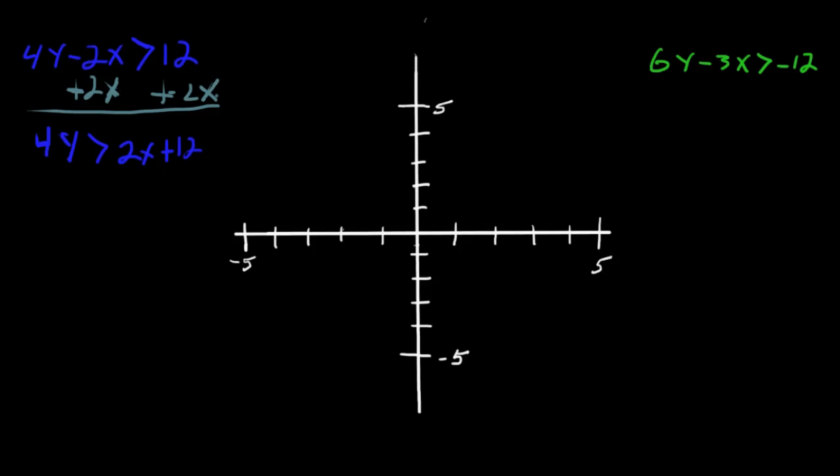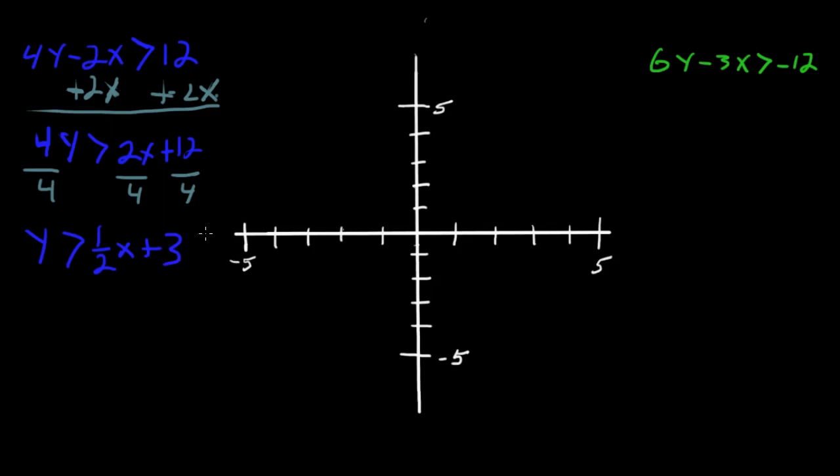Maybe I'll go back and do it in the other color. Okay, so I'm going to divide each of these by 4 because I want a 1 right here. I want 1y. That's y. So 4 over 4 is 1, and that's going to leave me with y is greater than 1/2 x, because 2 over 4 is 1/2, and we can bring that x out front, plus 12 divided by 4 is 3. And so I've solved it.